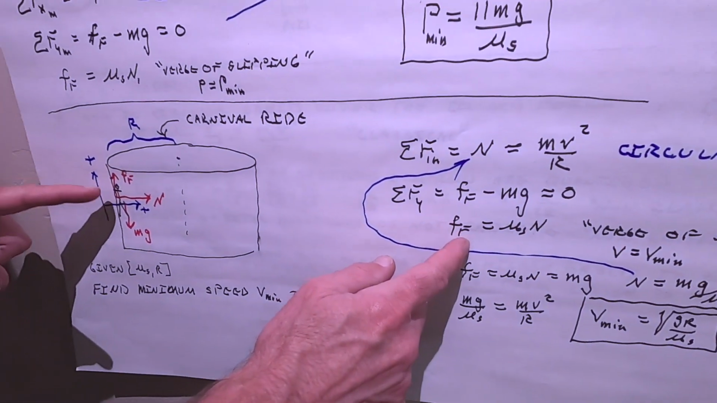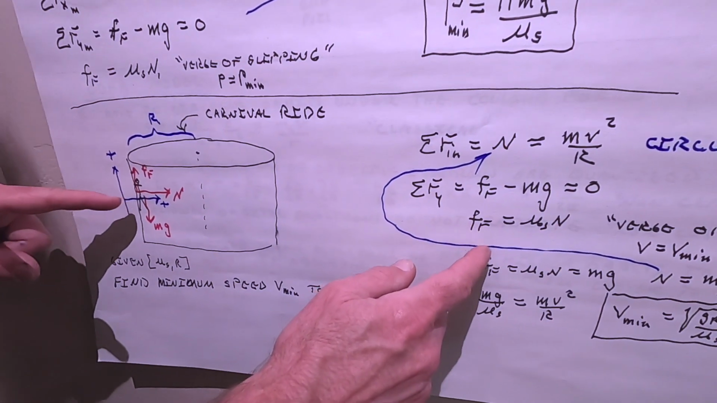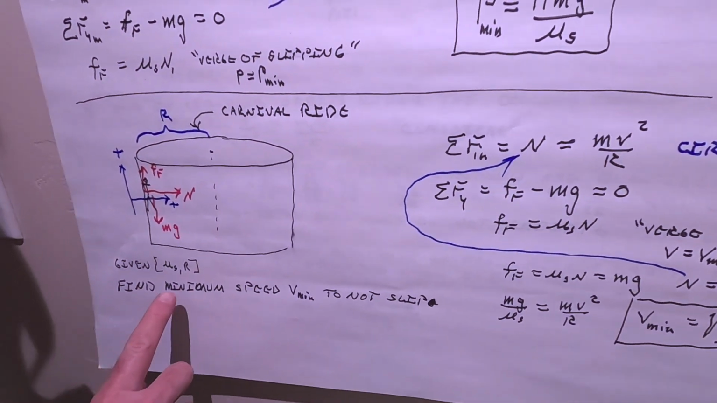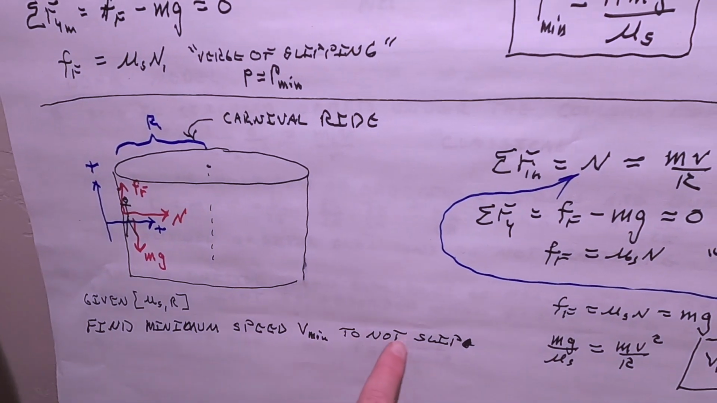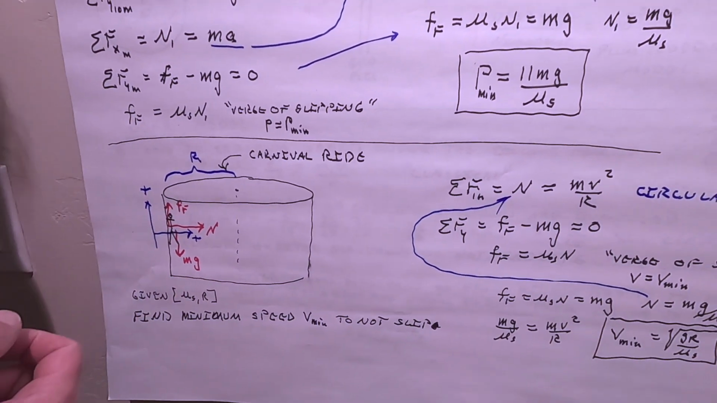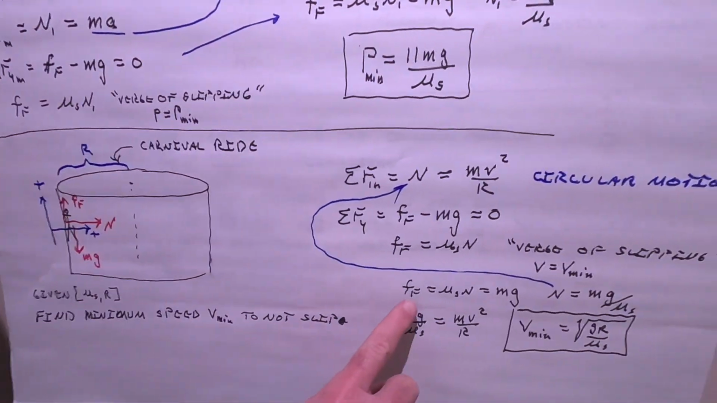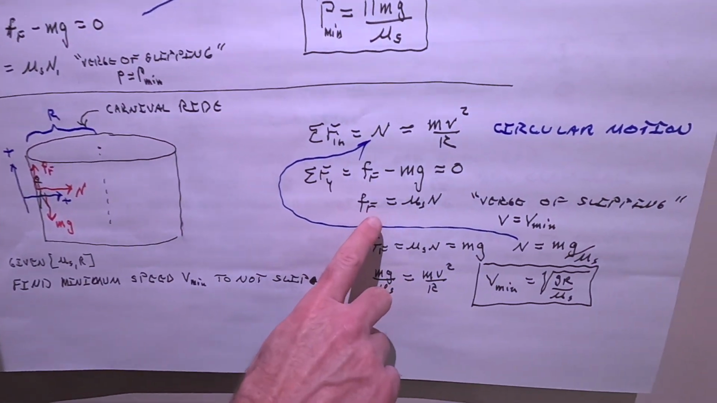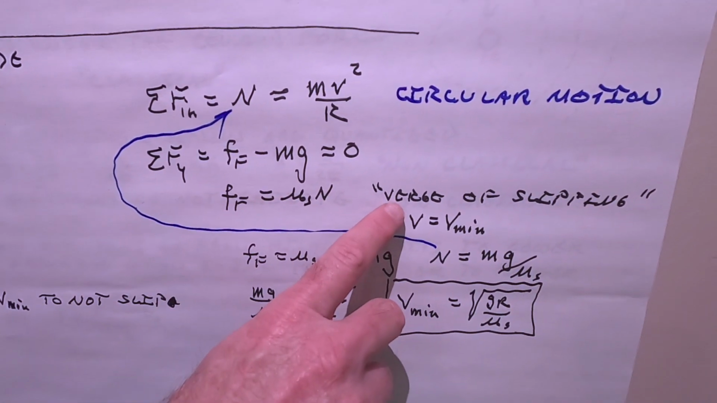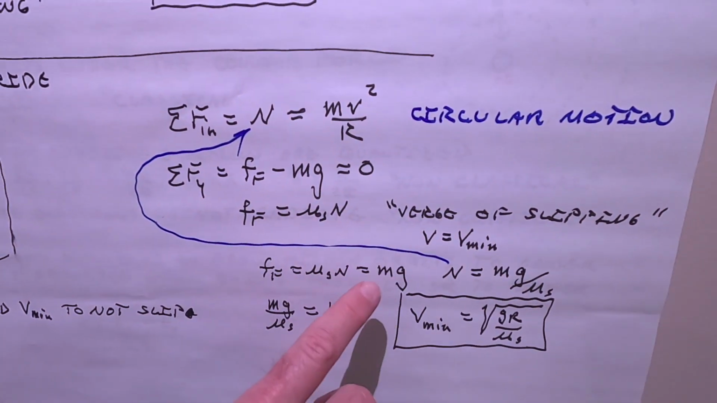And we also know we're on the verge of slipping, because what we want to find is the minimum speed to not slip. That is, how slow can they get this thing going? So we must be right on the verge of slipping right here. So we know friction is equal to mu s n, since we're on the verge of slipping. And so v is v min now.